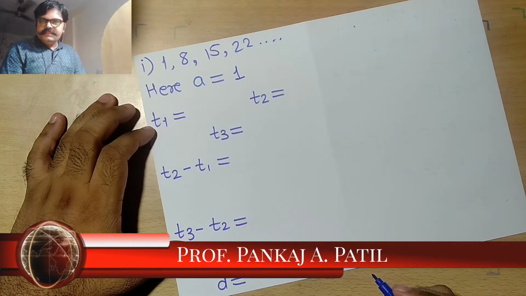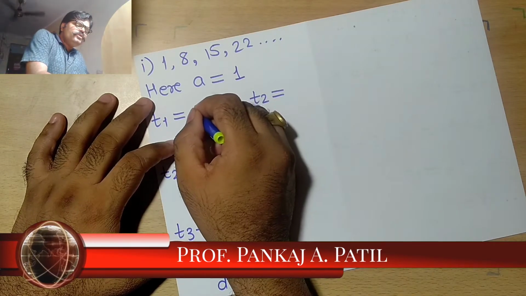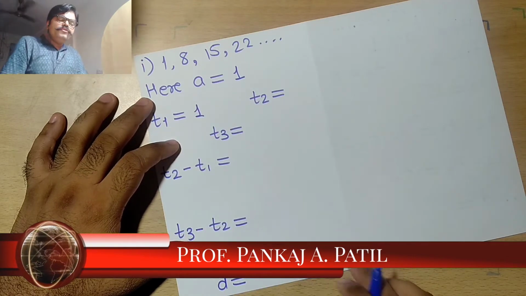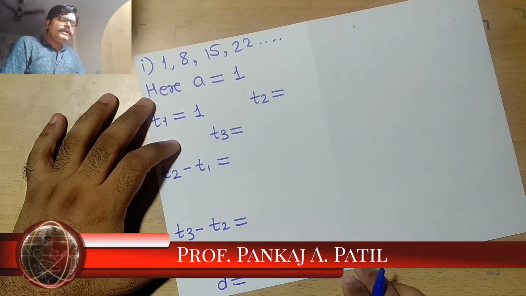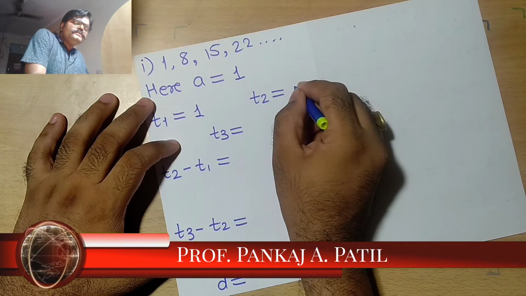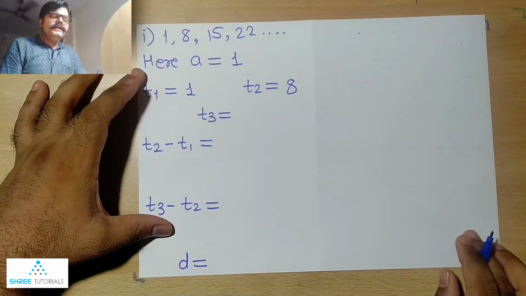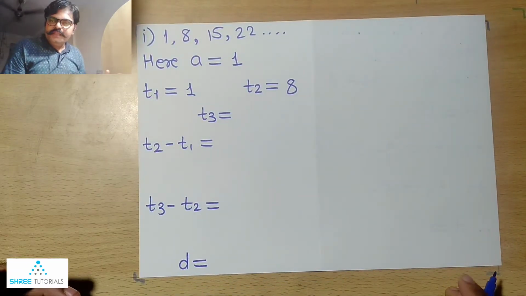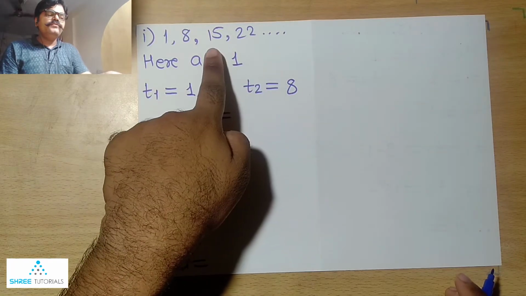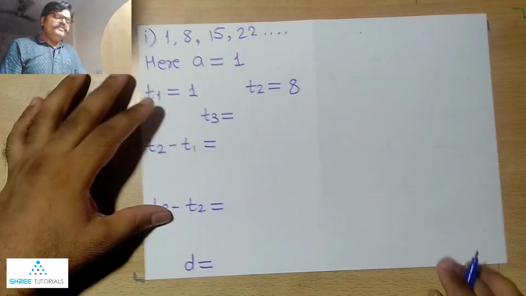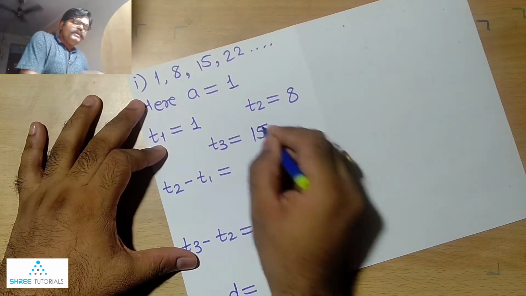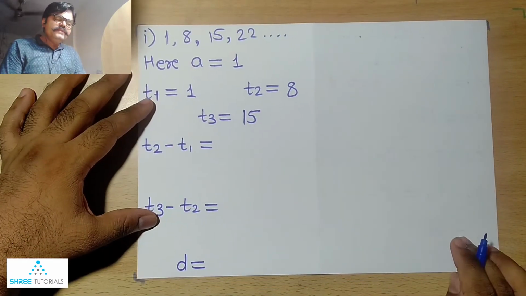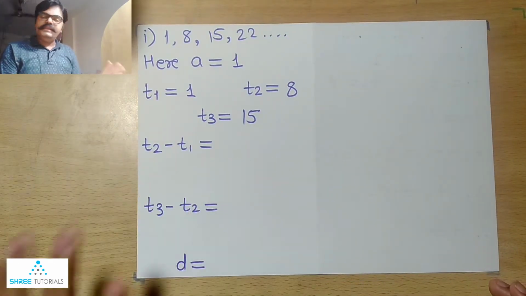T1 again is nothing but the first term from the sequence, which is also 1. In place of the value for T2, we can mention the second term from the sequence, that means 8. And similarly, the value for T3 is the third term from the sequence, which is actually 15. So these values we have substituted over here. The same values we shall be substituting in here as well.